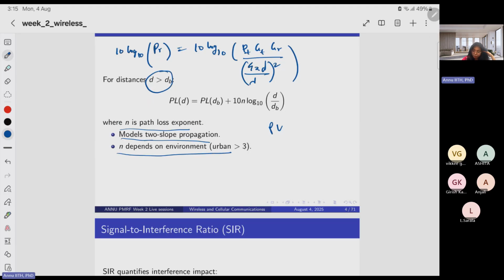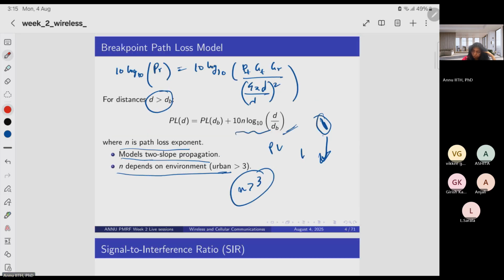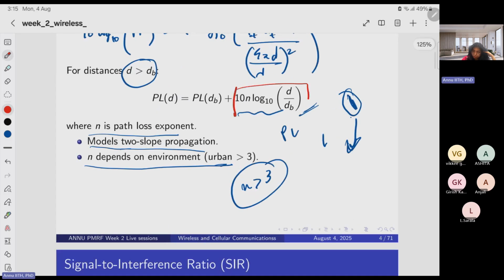Suppose the environment is urban, then n is greater than 3. This also shows that it has two-slope propagation. Suppose the path loss for this distance is d0. So the path loss at distance greater than d0 will add a quantity. And what quantity will it add? The quantity is 10 n log10 d by d0. So this is the extra term.